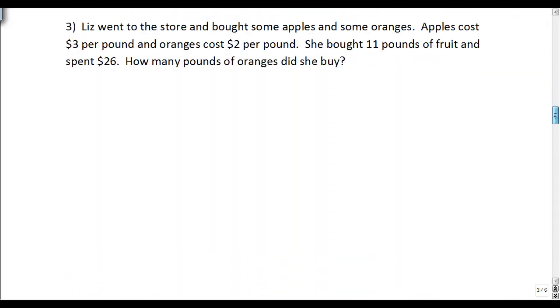Okay, next one. It says Liz went to the store, bought some apples and some oranges. Apples cost $3 per pound. Oranges cost $2 per pound. She bought 11 pounds of fruit and spent $26. And then we want to know how many oranges did she buy.